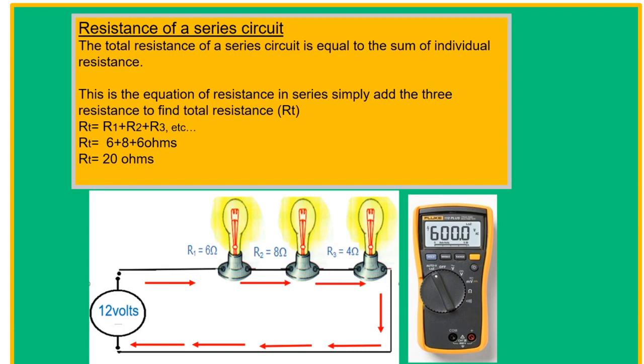Resistance of a series circuit. The total resistance of a series circuit is equal to the sum of the individual resistances. This is the equation of resistance in a series circuit. Simply add the resistances to find the total resistance, just like the voltage. If we have R1 6 ohms, R2 8 ohms, and R3 4 ohms, just simply add the three and you will get 18 ohms.